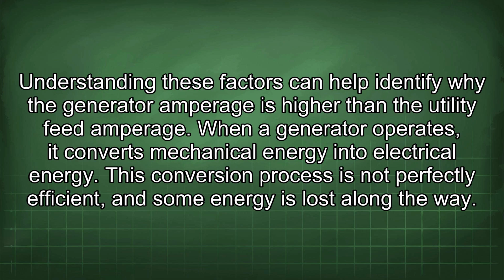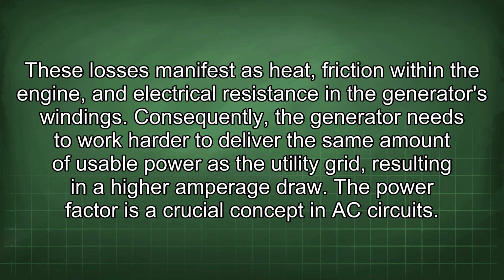When a generator operates, it converts mechanical energy into electrical energy. This conversion process is not perfectly efficient, and some energy is lost along the way. These losses manifest as heat and friction within the engine and electrical resistance in the generator's windings. Consequently, the generator needs to work harder to deliver the same amount of usable power as the utility grid, resulting in a higher amperage draw.